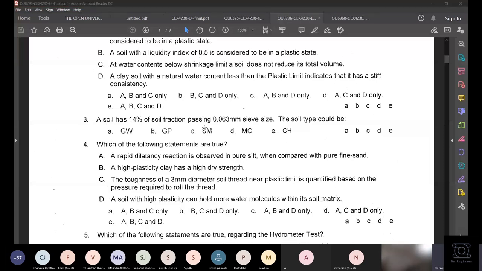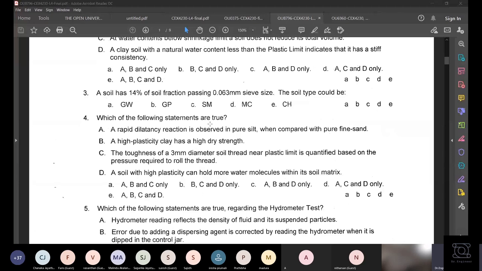Question number 4. Which of the following statements are true? A rapid dilatancy reaction is observed in pure silt. Yes, that is true. When compared with fine sand, pure silt has the fastest dilatancy reaction, right? A high plasticity clay has high dry strength. Yes, that is also true.